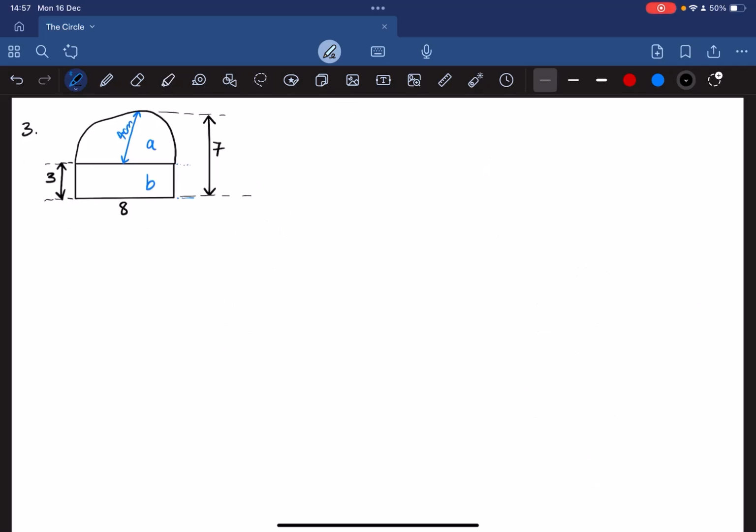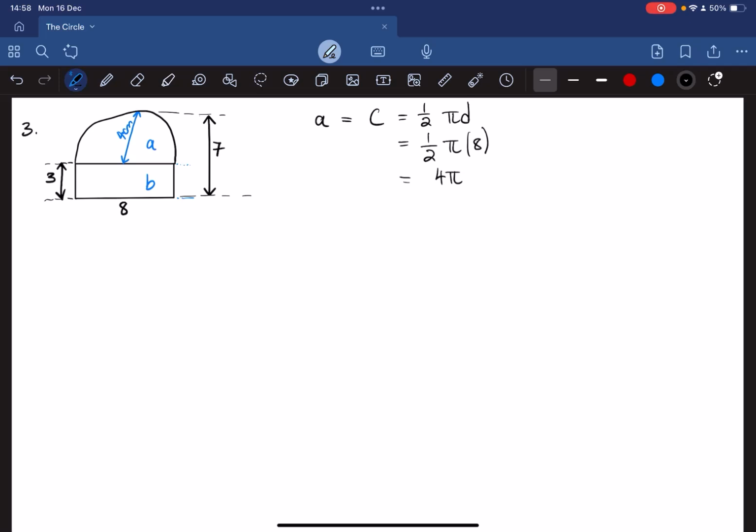Number 3, I'm going to start with shape A, which is a semicircle. Hence, I'll get the circumference as half pi d, and from this I get half multiplied by pi multiplied by d. Our d is going to be 4 times 2, so that would be 8. And from this I get 4 pi as the answer.